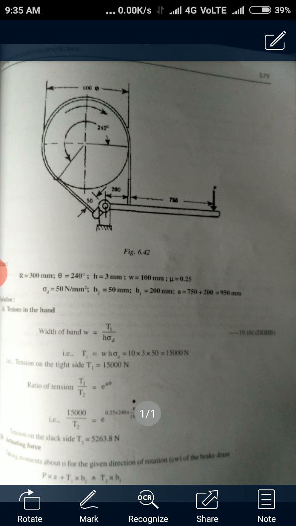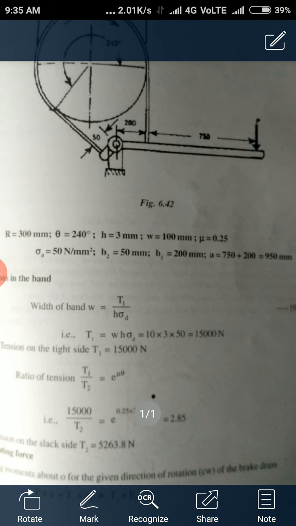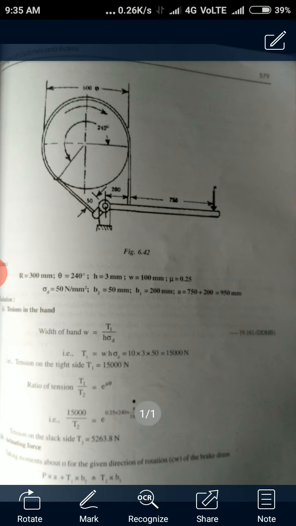Okay, so using equation 19.161, first we'll go for the determination of tensions. Width of the band W equal to T1 by h1 sigma d. So substitute that, because he has given the dimensions of the band, W and h, sigma d already given, allowable stress. T1 you got is 15,000 Newton. Similarly, using the ratio of tensions T1 by T2 equal to e raised to mu theta, we can find T2, 5263.8 Newton. So T1, T2, this way we have found. Next we will go for the actuating force for the clockwise direction, because he is not asking for counterclockwise. It is only given in the sketch as clockwise, so we will calculate only for clockwise.